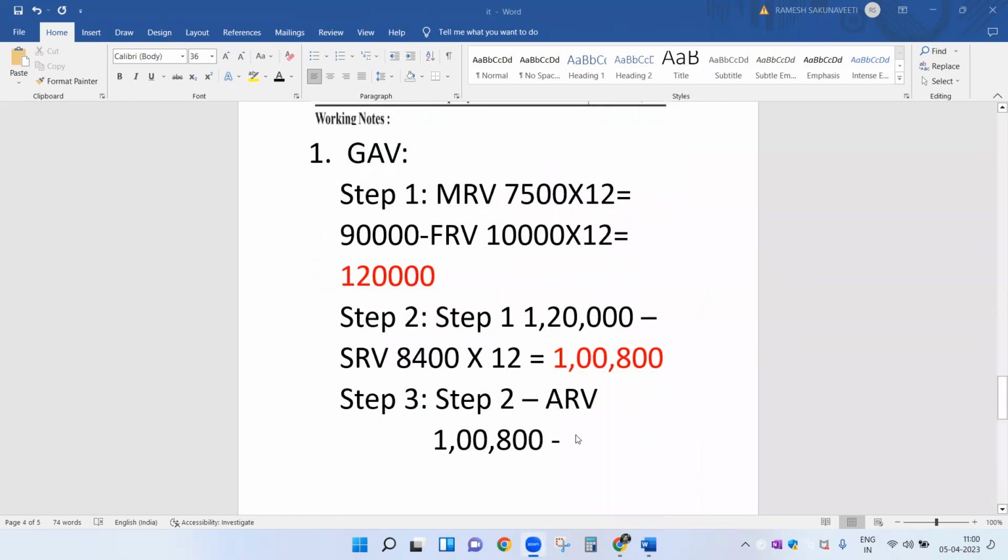But first of all, you note the annual rental value. Annual rental value is 10,500 into 12. Yes, what is the value? You please tell me.